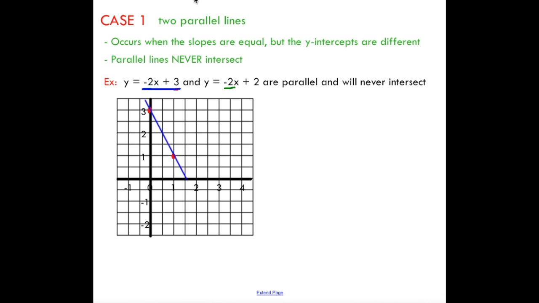So the second line has a y-intercept of 2. We're going to start right here. We're going to rise -2, and we're going to run 1. We have the same slope as our other line. So as you can see, those two guys, they're never going to intersect.